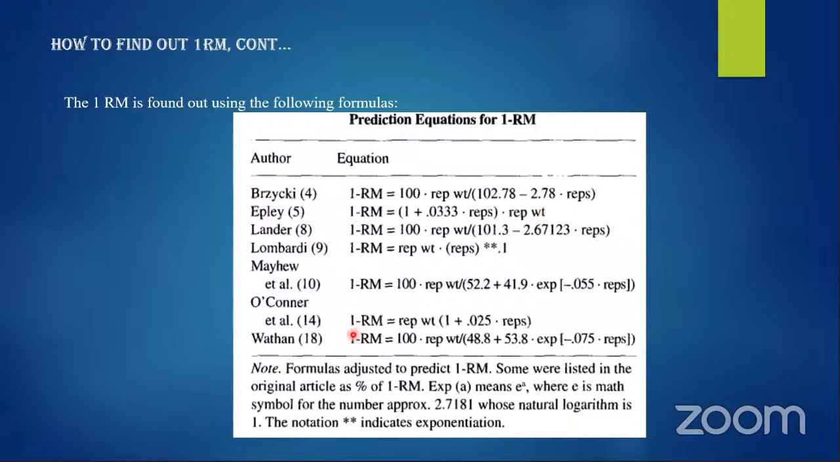To describe 1 RM more precisely, there are different formulas available for different exercises. Like bench press has a different formula, leg press has a different formula, lateral pull down has a different formula. Here I have mentioned formulas only for 1 RM, but the formulas for 3 RM, 6 RM may differ accordingly. Here I have included the general formula and exclusively for 1 RM. So this is all about the 1 RM.